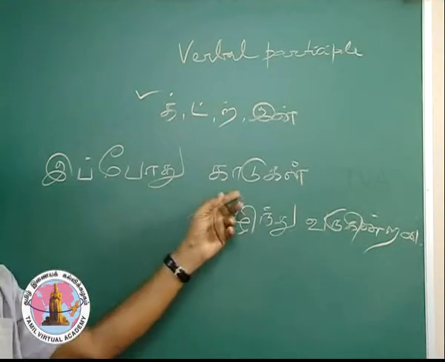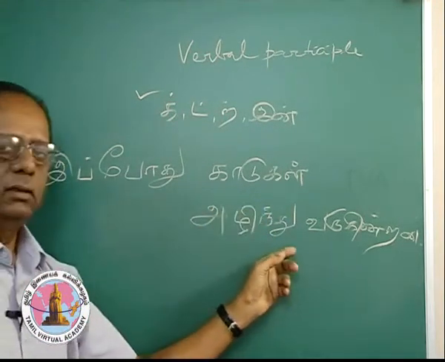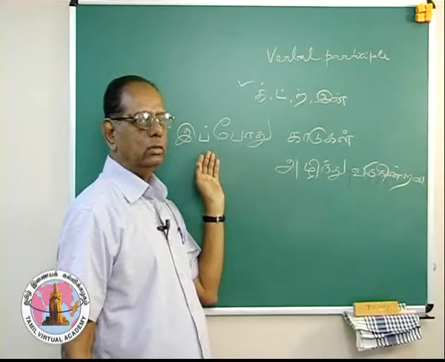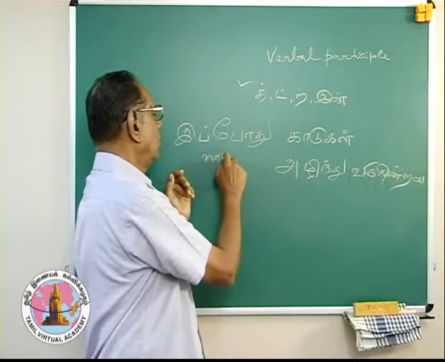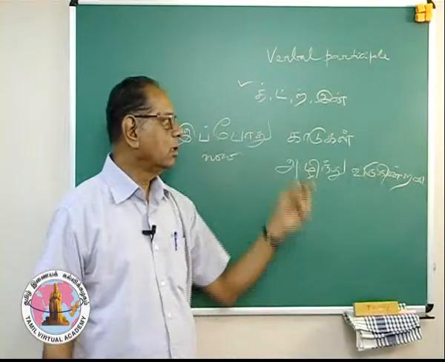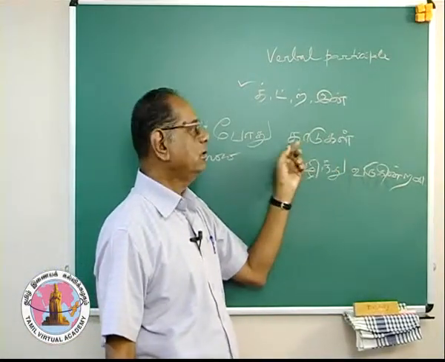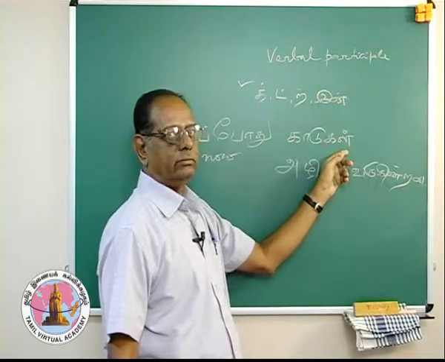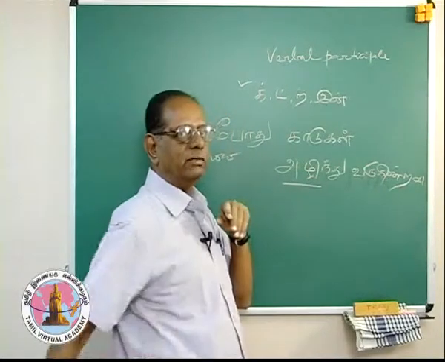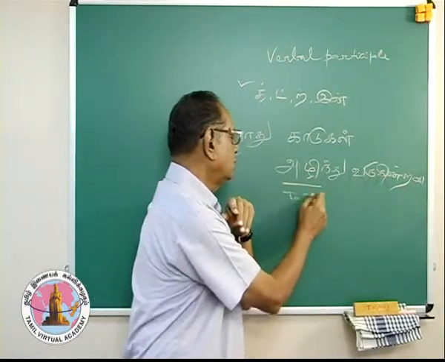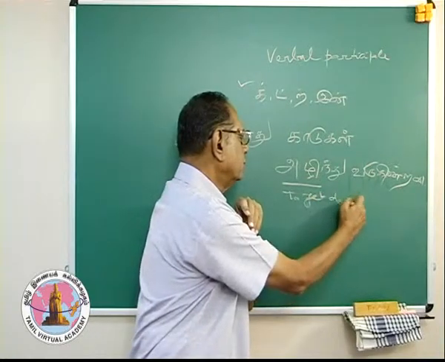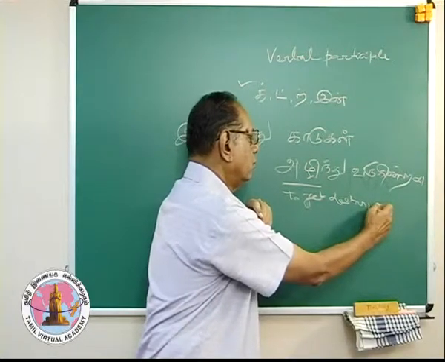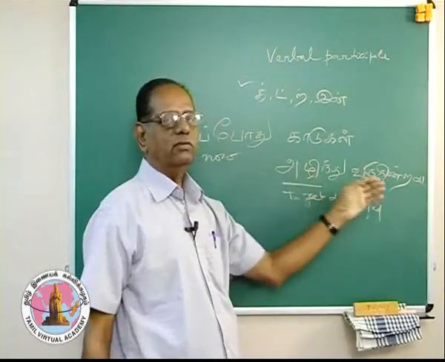இப்போது காடுகள் அழிந்து வருகின்றன. A complete sentence. இப்போது, now, காடுகள், காடு is forest. I use the plural suffix. காடுகள். அழி is a verb. To get destroyed. அழிந்து வருகின்றன.